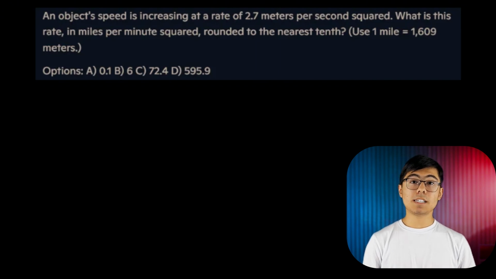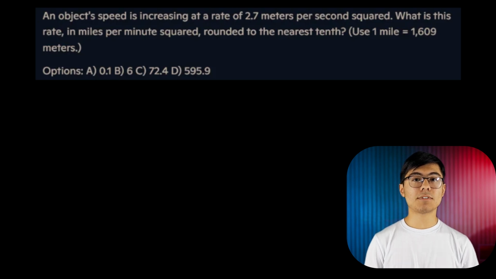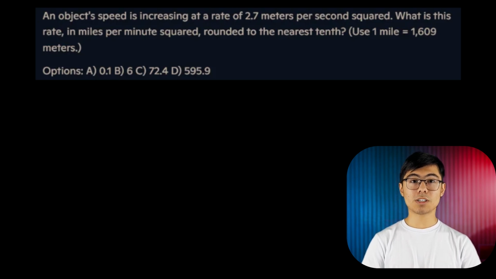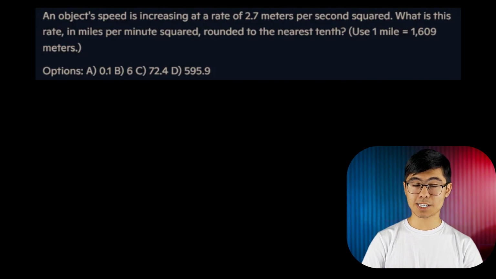An object's speed is increasing at a rate of 2.7 meters per second squared. What is this rate in miles per minute squared rounded to the nearest tenths? Now, before you get scared, here's what I'm going to do. I'm going to teach you this game-changing technique, and it's called dimensional analysis.